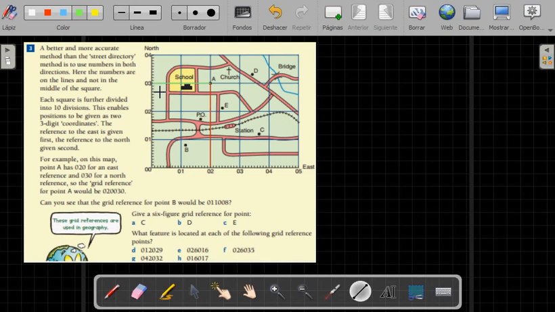Because it's not beyond the 3. It's just right there in 0, 3. If it would be here in the first line, it would be 0, 3, 1.